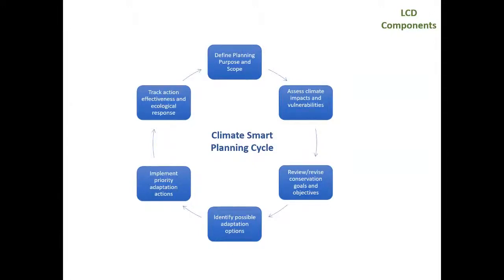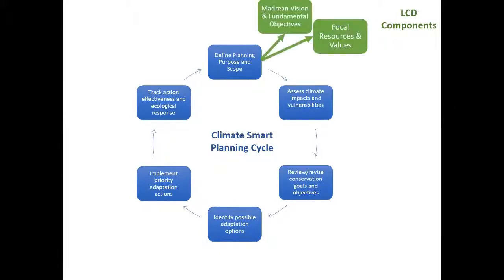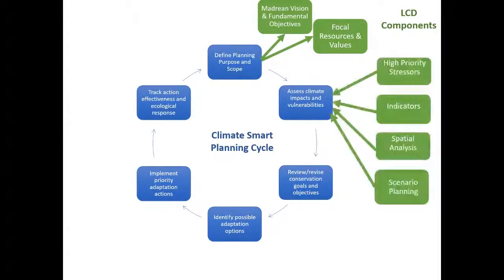So the landscape conservation design is a big complex process. Indicators is one little piece of it, and spatial analysis is another piece of it, both really important pieces, but this just gives you a little lay of the land of where we are in this climate smart planning cycle.